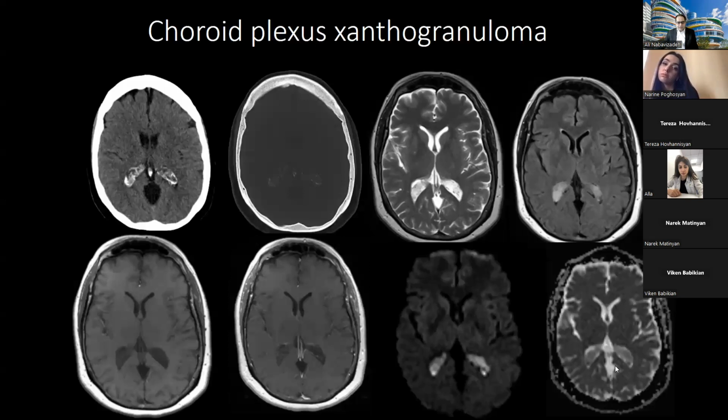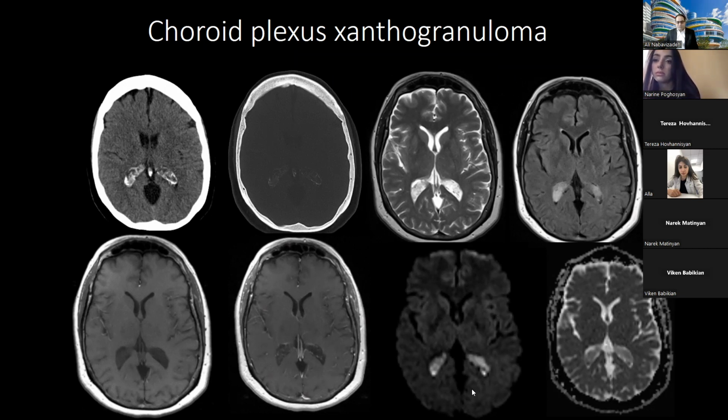This is actually a patient that a neurologist once brought to me with these images, and the neurologist was concerned about the patient potentially having a mass. And I can understand the concern because there are these two intraventricular structures that show restricted diffusion, but this is just prominent choroid plexus xanthogranuloma.